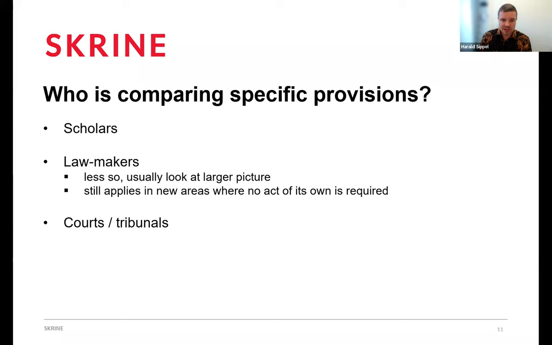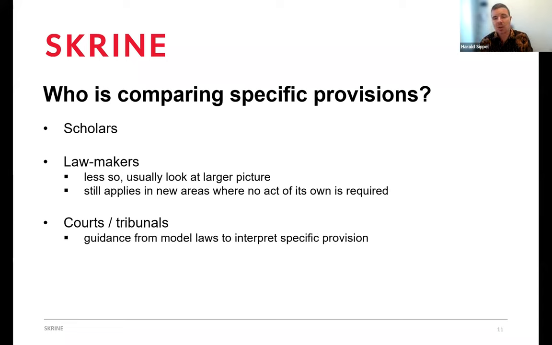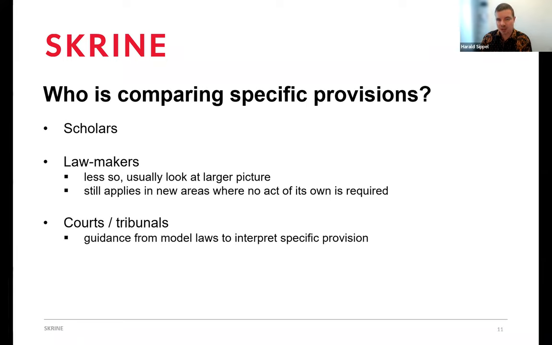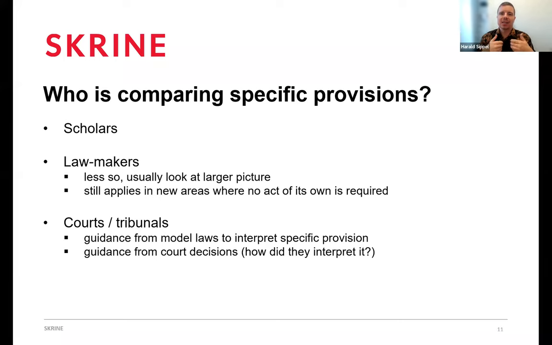When it comes to courts and tribunals, and we speak about specific provisions, we again can take guidance from model laws or from laws upon which our own laws are based. That's the same thing. And here, sorry, I should go back and highlight, when it comes to areas of law, I emphasize the overall scope and goal of something. Here, it's about a specific provision only, which, however, may also provide guidance. Courts or tribunals may then say, well, in our own country, there is no decision yet, but how did another country, which had the same situation, interpret it? How did the court of another country do that?